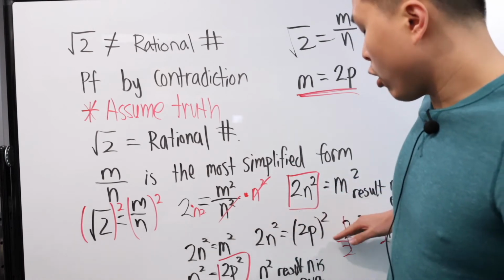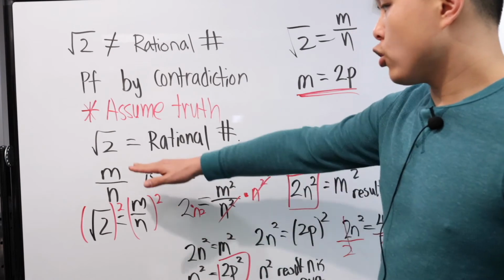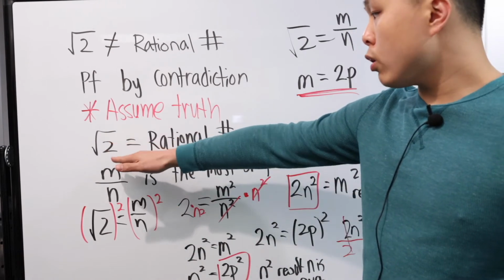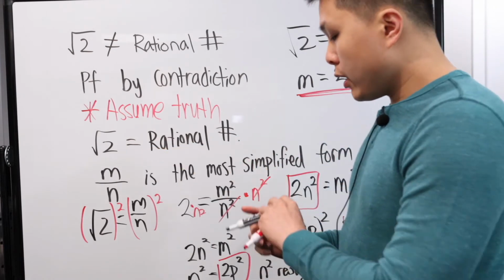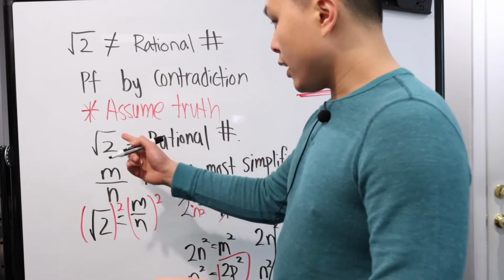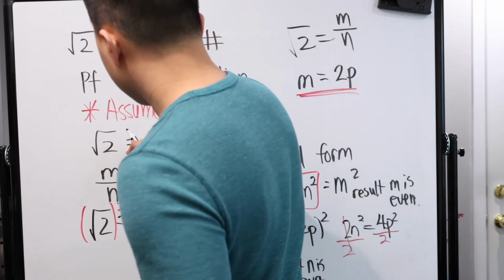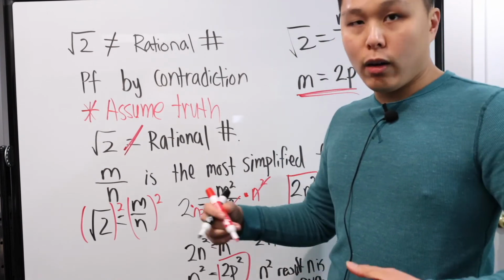Here is just basically our reasoning. So the only thing that could potentially have caused this hiccup is our initial assumption, that square root 2 is a rational number. Since that's the only thing that could cause this hiccup, we can now state definitively that this is not true. Therefore, the opposite must be true, that the square root of 2 is not a rational number.